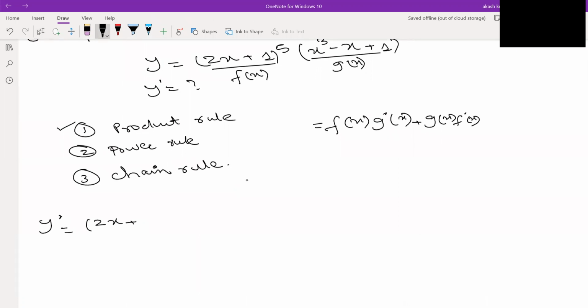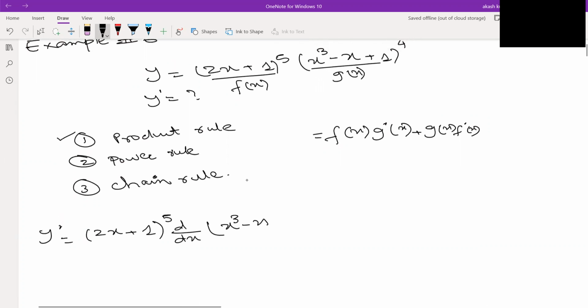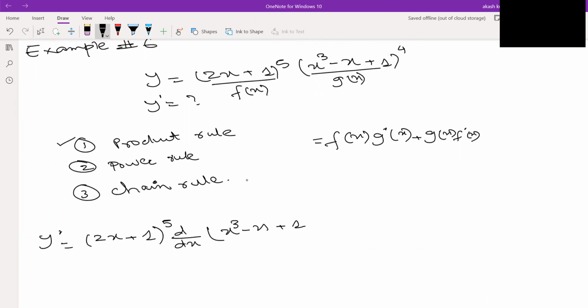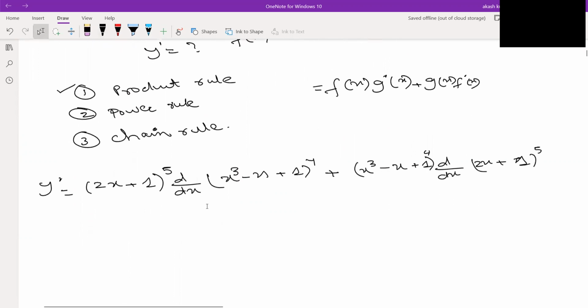So (2x plus 1) whole power 5, taking the derivative of (x cube minus x plus 1) whole power 4. There's a plus sign in the formula. Keeping g of x as it is, taking the derivative of (2x plus 1) whole power 5. Is it clear? Clear.